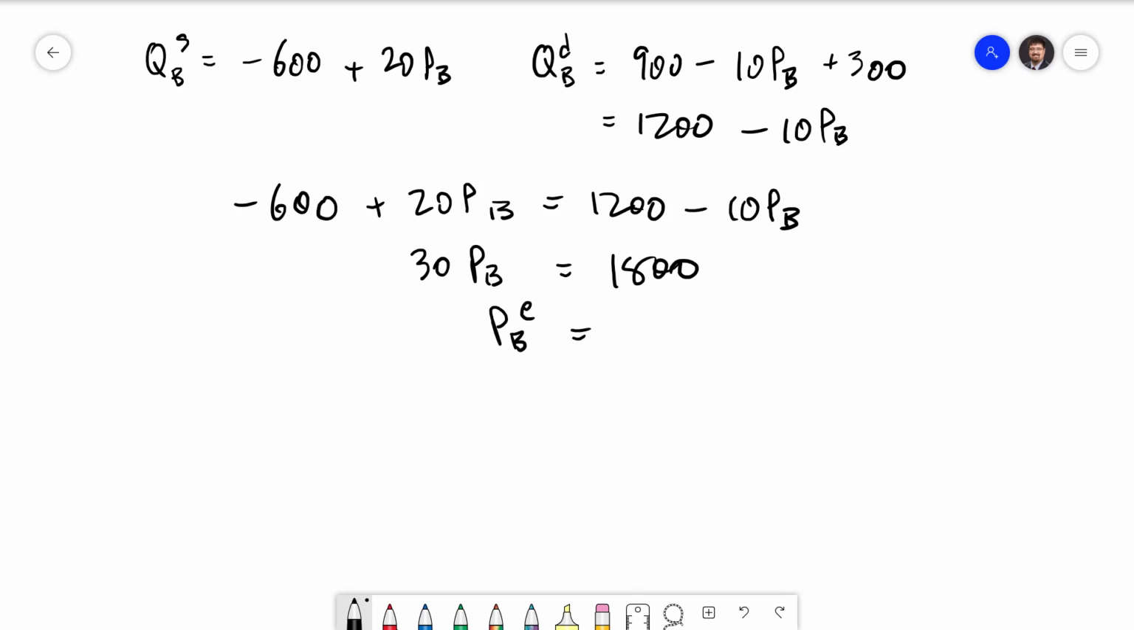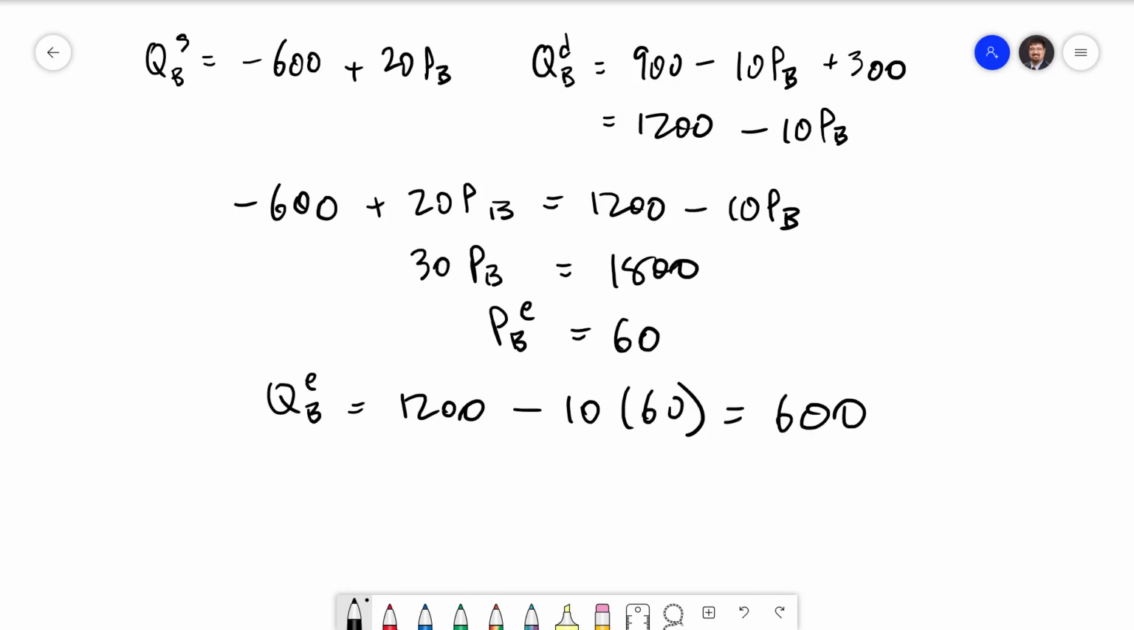Our equilibrium price is going to be 60. Plug that into either one of these to get our equilibrium quantity. I will use the demand function this time. So plug in the 60 right there. 10 times 60 is 600. That's going to leave us with quantity of 600.